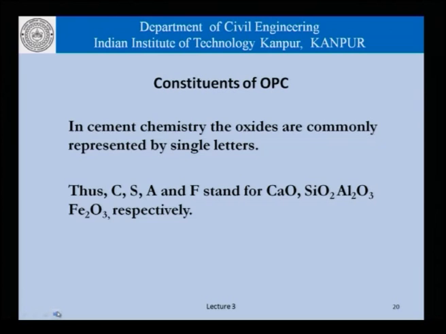I should point out that in cement chemistry, the oxides are commonly represented by single letters, and it is a convention that calcium oxide CaO is represented as C, silicon oxide, which is SiO2, is represented as S, Al2O3, cement chemists call it A, and Fe2O3, the cement chemists call it F.